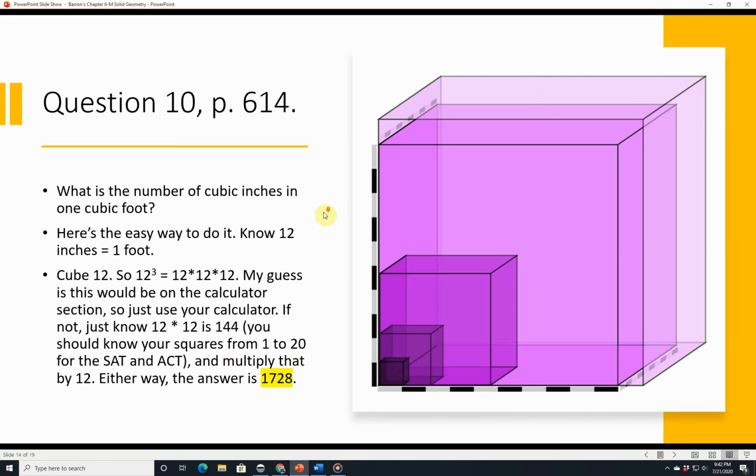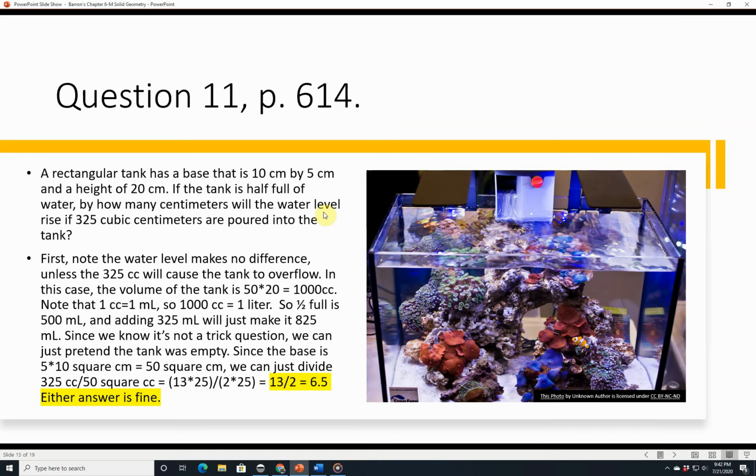Okay, so we're going to get rid of this calculator. Question 11, page 614. A rectangular tank has a base that's 10 centimeters by 5 centimeters and a height of 20 centimeters. If the tank is half full of water, by how many centimeters will the water level rise if 325 cubic centimeters are poured into the tank? First, you should note that the water level makes no difference unless the tank is small enough that adding an extra 325 cubic centimeters will cause the tank to overflow.